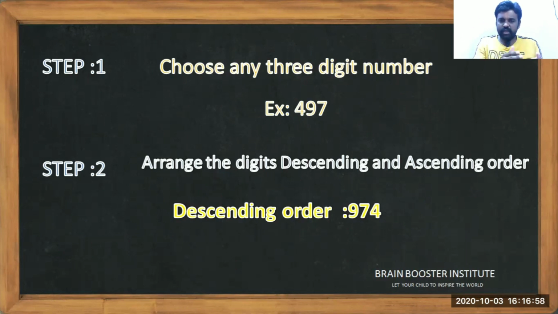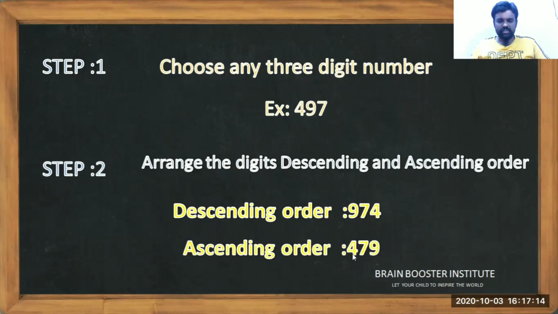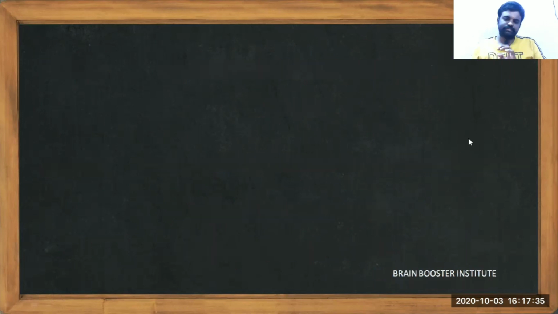First we need to write in descending order: first the biggest digit, then the next digit, then the smallest digit. But in ascending order, first we need to write the smallest digit. What is the smallest digit of 497? It is 4, then 7, then 9. So in step one, we chose a three-digit number except 100, 101 and 110. In step two, we arranged the digits in descending and ascending order. Now let's see step three.